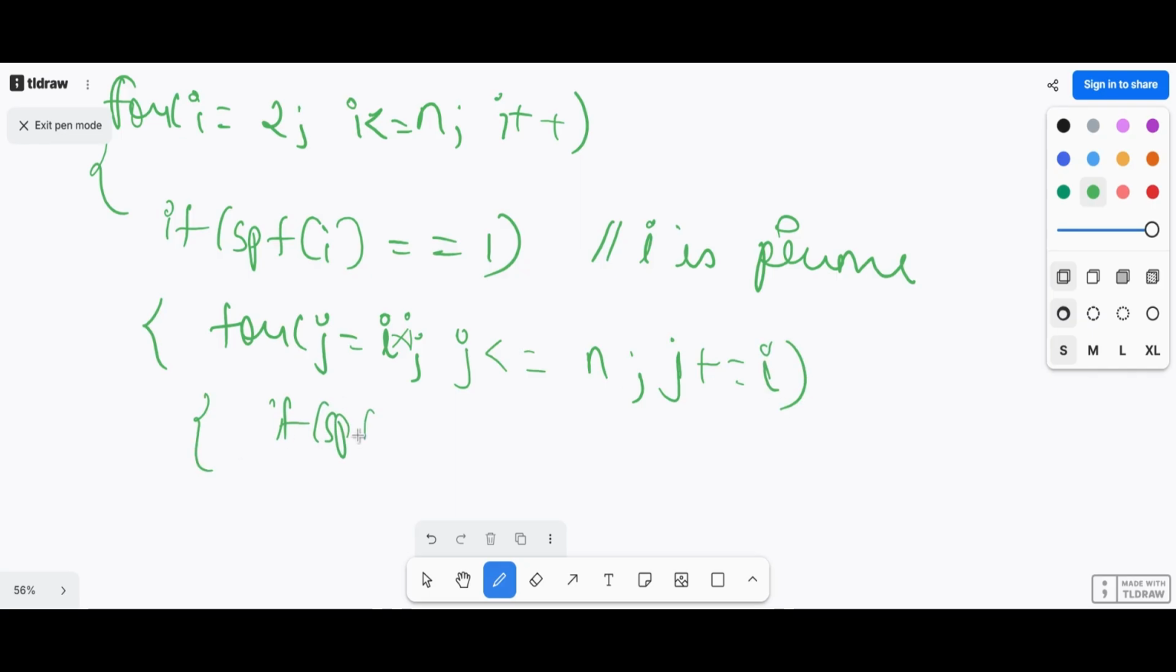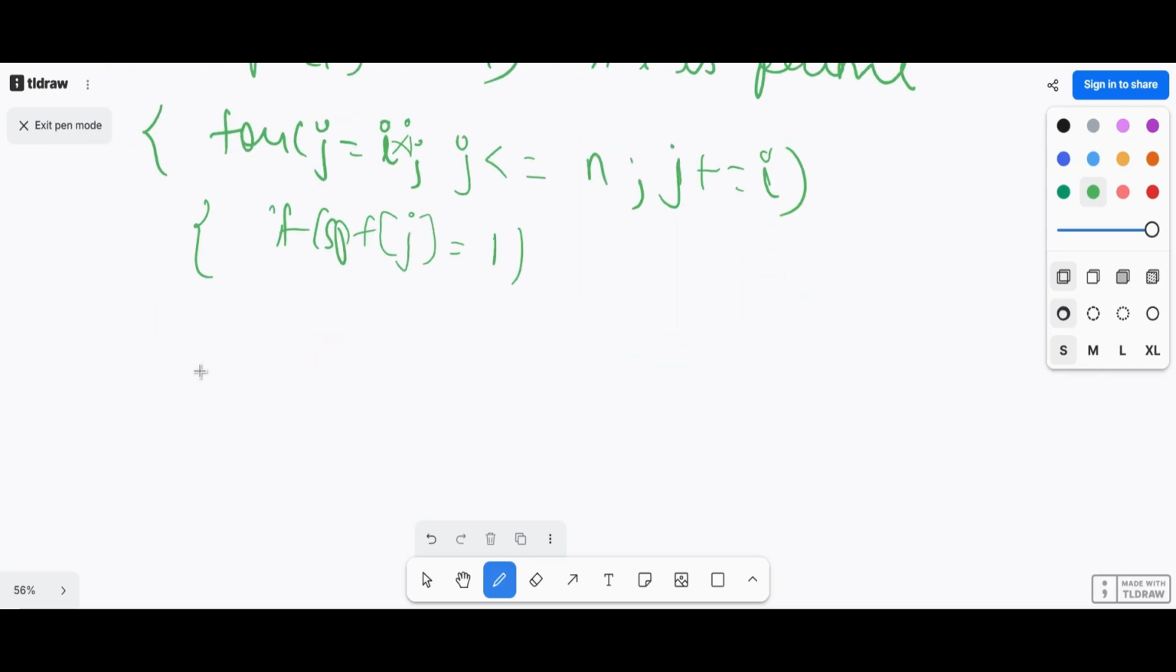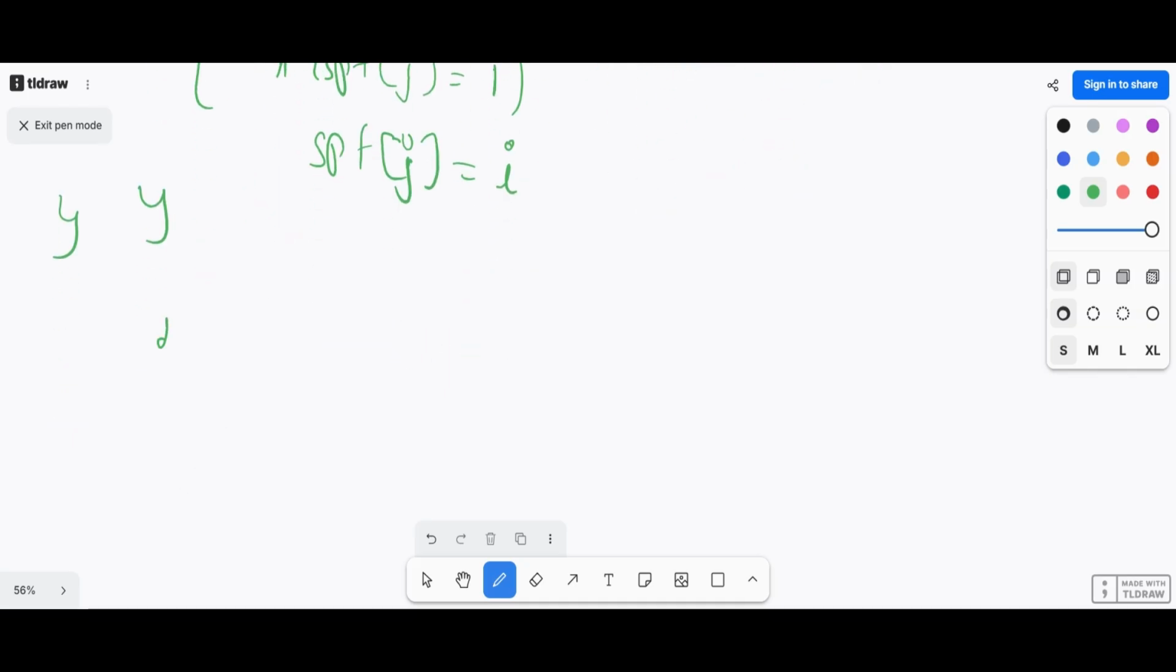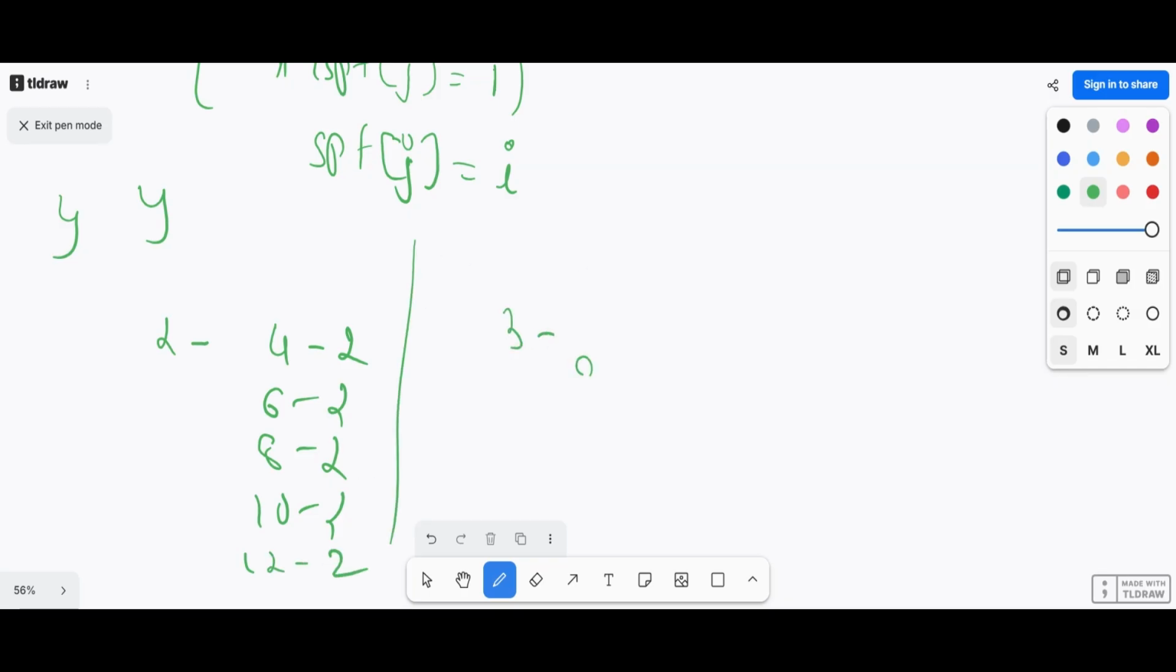If you need to check whether SPF of j is 1, then only will you make its SPF as i, because i will be the smallest prime factor for that. Now let's say for 2, you have marked the SPF of 4 as 2, 6 is 2, 8 is 2, 10 is 2, 12 is 2. Now, when you come to 3, you'll start from 9. So for 9, the smallest prime factor is 3.